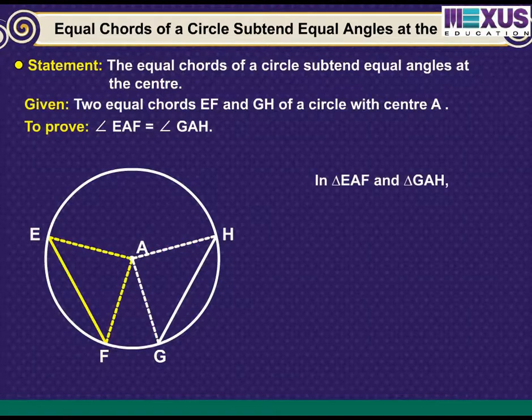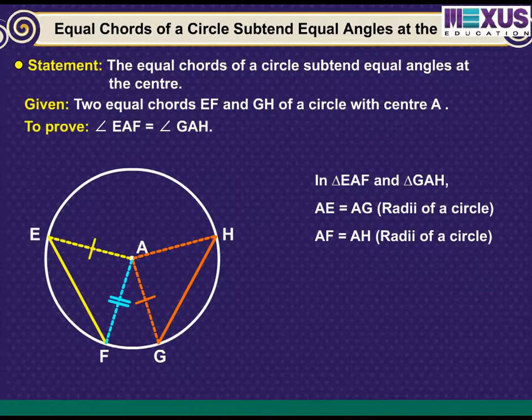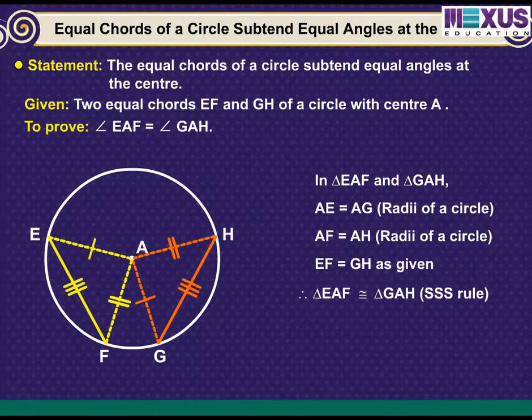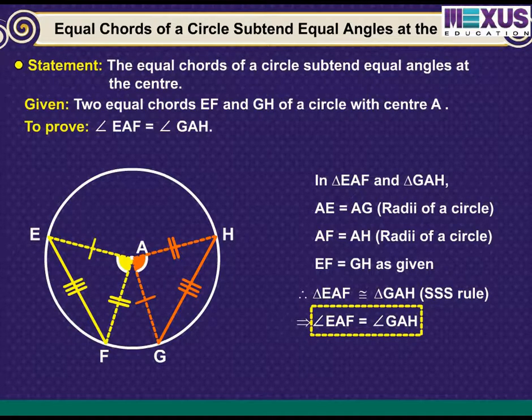In triangles EAF and GAH, AE is equal to AG, radii of a circle. AF is equal to AH, the radii of a circle. EF is equal to GH as given. Therefore, triangle EAF is congruent to triangle GAH using SSS rule. This shows that angle EAF is equal to angle GAH. Hence, proved, equal chords of a circle subtend equal angles at the center.